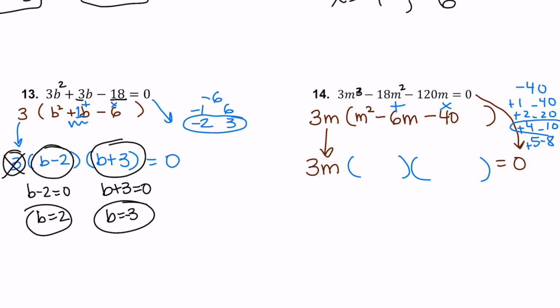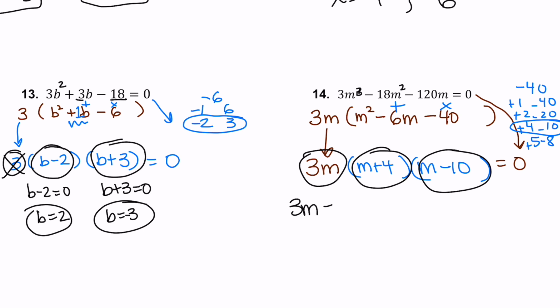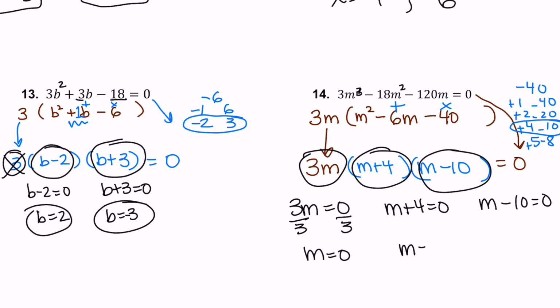Now, 4 minus 10 gives me that -6, so I'm going to have m plus 4 and m minus 10. I'm going to set each piece equal to 0. 3m equals 0. M plus 4 equals 0. And m minus 10 equals 0. 3 times m equals 0. If I divide both sides by 3, m has to equal 0. I subtract 4 from both sides, m equals negative 4. And I add 10 to both sides, m equals positive 10.